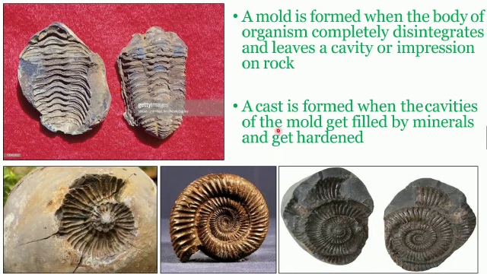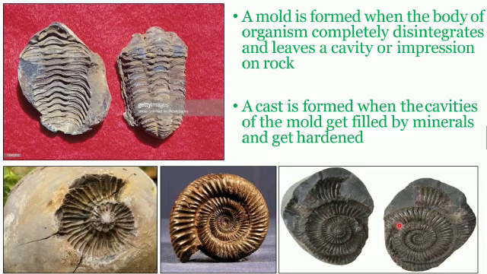And what is a cast? It is formed when the cavities of the mold are filled by minerals and they become hardened. So when the minerals or sediment fill the hollow depression and become hardened, they form a cast. So the hollow depression alone is there, and when the hollow depression is filled with minerals and becomes hardened, it is called a cast.